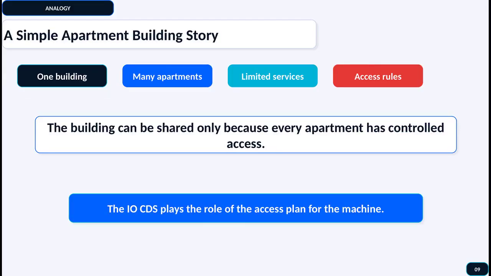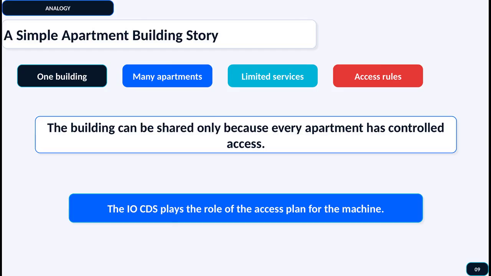The apartment building story is a simple way to remember the need for IOCDS. A building may have many apartments, but residents cannot open every door, use every private storage room, or control every utility area. The building works because each resident has access to the right spaces and is blocked from the wrong ones. A large Z system follows the same idea. Many LPAR may live on the same physical machine, but each needs carefully controlled access to IO resources.